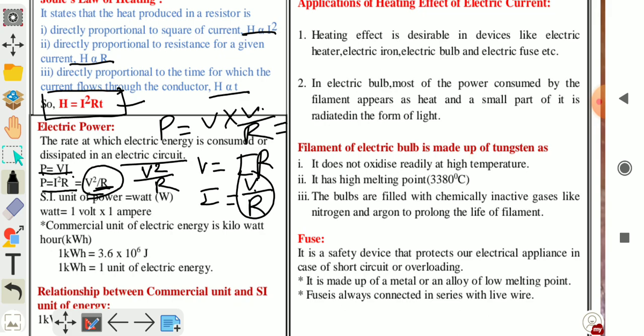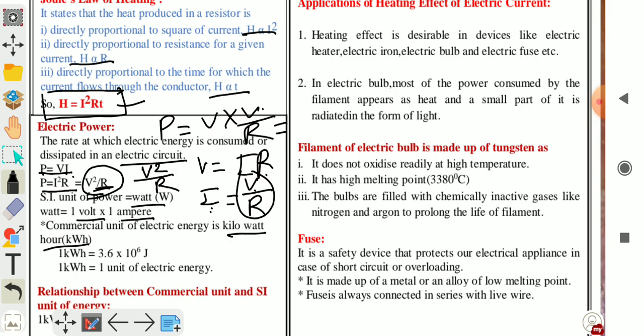If we put the value of I in P equal to VI, and if we put the value of V equal to IR in P equal to VI, we will get P equal to I square R. SI unit of power is watt. Watt equal to 1 volt into 1 ampere.